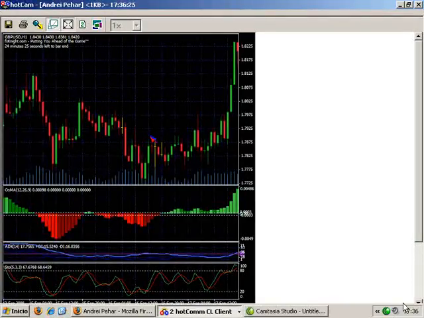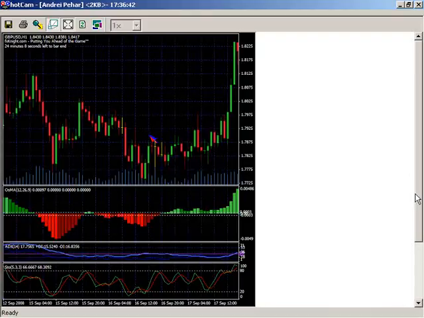And that'll give you volume information from 140 different banks and liquidity providers. So it's the closest thing you can get as a retail trader to seeing what the banks see when they make their decisions.